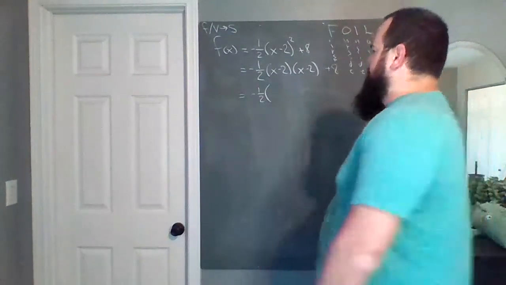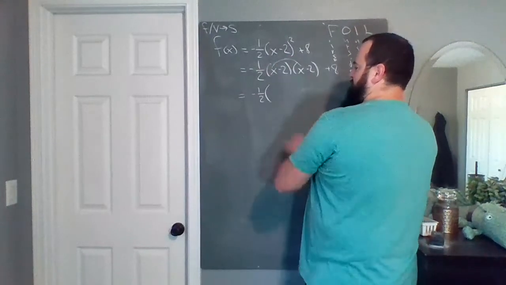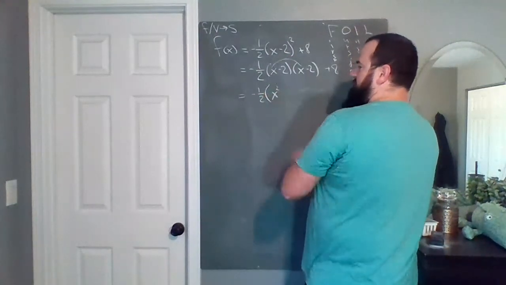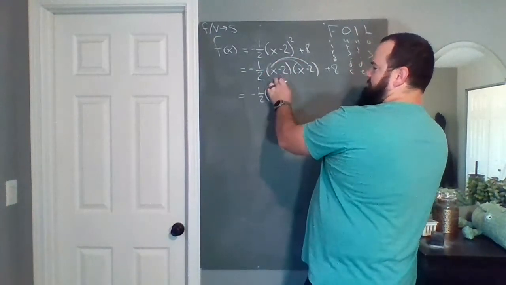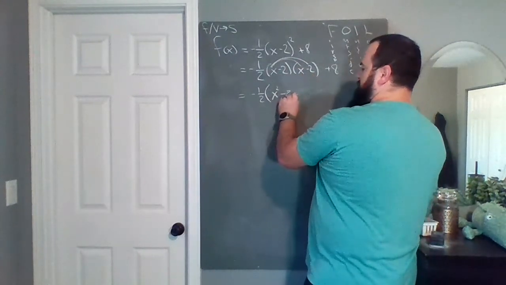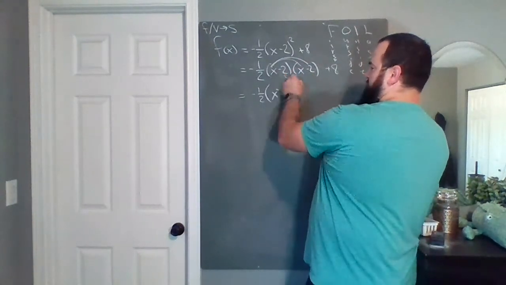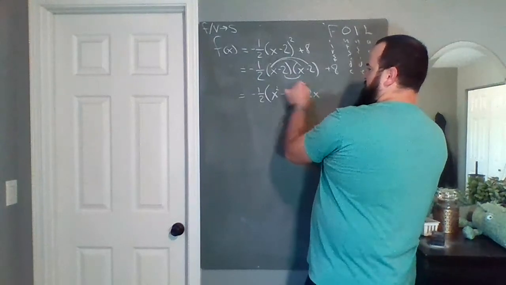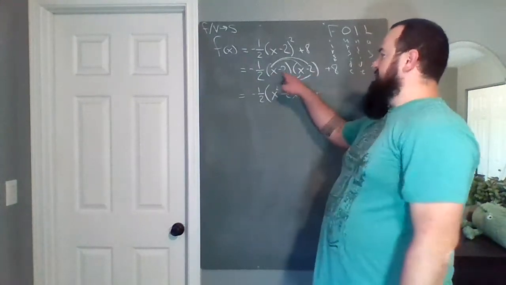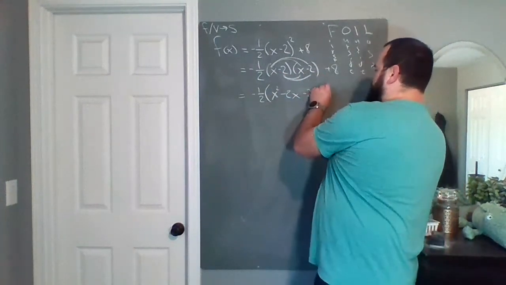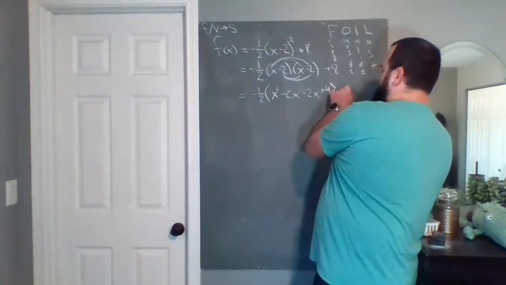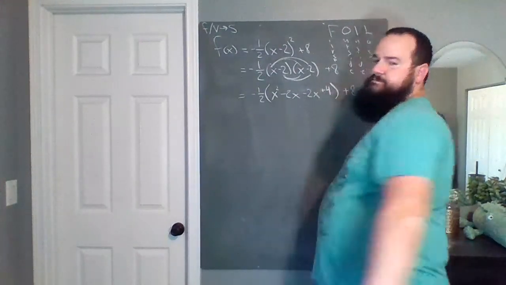So let's do that. So our first things are x times x, gives us x squared. Our outside things are x times negative 2, gives us negative 2x. Our inside things give us another negative 2x. And our last gives us negative 2 times negative 2, gives us a positive 4. Don't forget to bring your 8.